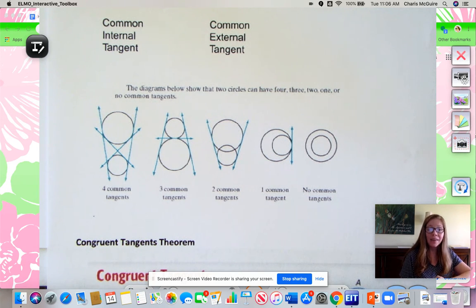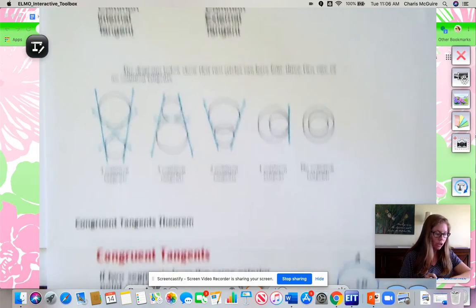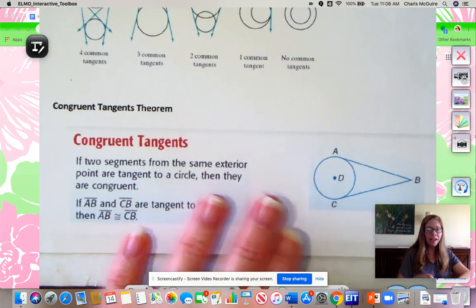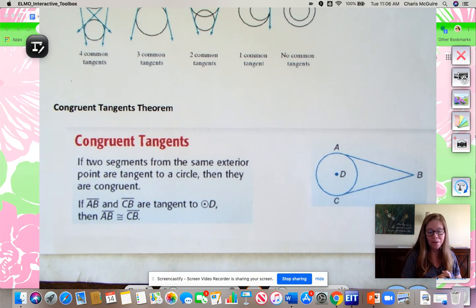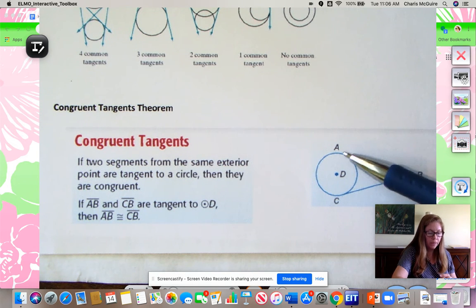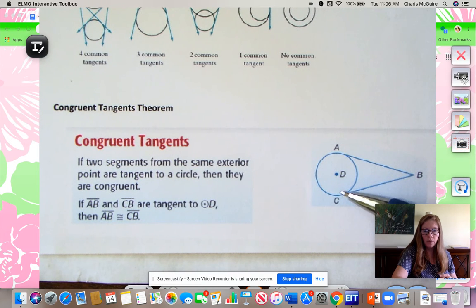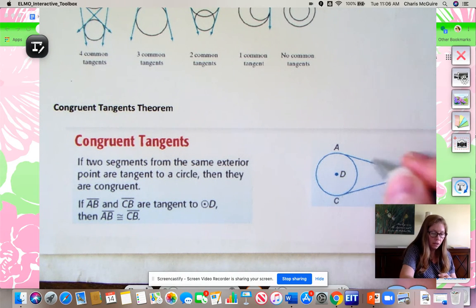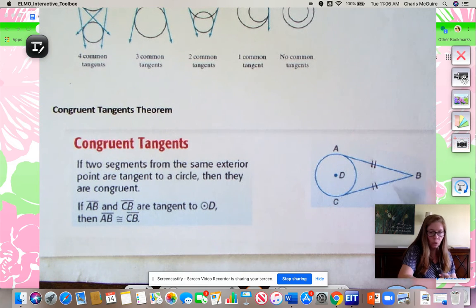All right, so our last theorem that we're going to look at has to do with congruent tangents. And I like to call this theorem the ice cream cone theorem. It states if two segments from the same exterior point, here is the same exterior point, and here are two segments, AB and CB, are tangent to a circle, then they are congruent. So as long as I know that point A is a point of tangency and point C is a point of tangency, then I know that this is true, right? That these segments are congruent to one another.